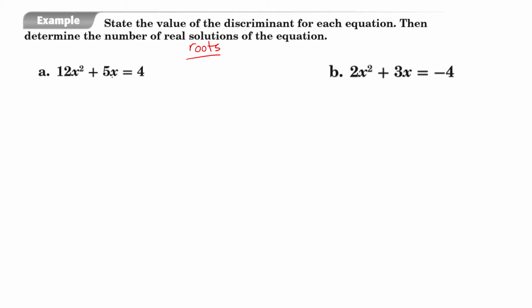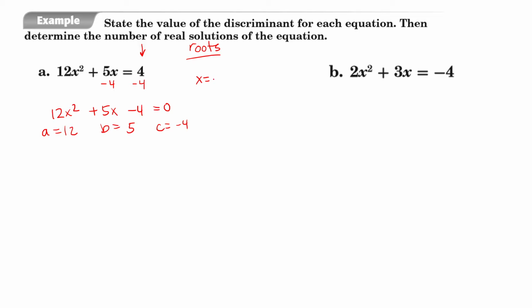Okay, step one, this has got to equal 0. I can't say what a, b, and c are unless it equals 0. So I'm going to move this 4 to the other side. So I'm going to have 12x squared plus 5x minus 4 equals 0. So I can say a equals 12, b equals 5, and c equals negative 4. Now, look at what would happen if I just used a positive 4 for c. It would be a different number. Right? We want to use the correct values for a, b, and c.